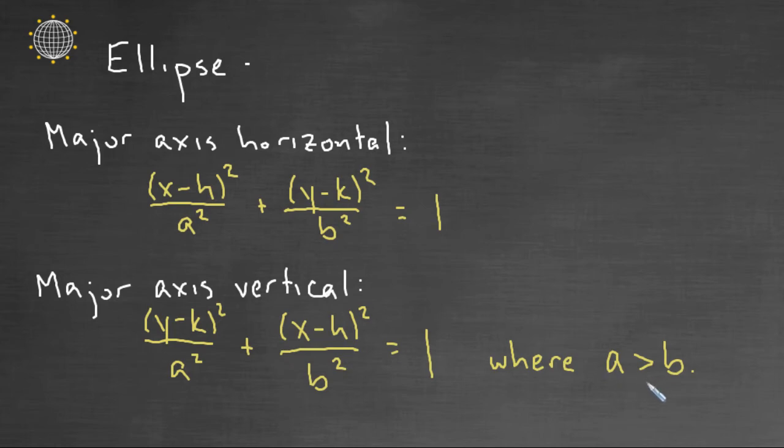Since a is the bigger number, if the major axis is horizontal, the x goes with the a, which makes sense if your major axis is horizontal. And the y goes with the larger number if the major axis is vertical. So at this moment in time, you're just going to have to memorize these formulas, but I promise you when we do some examples, I'll give you a lot more intuitive ways of remembering this formula.